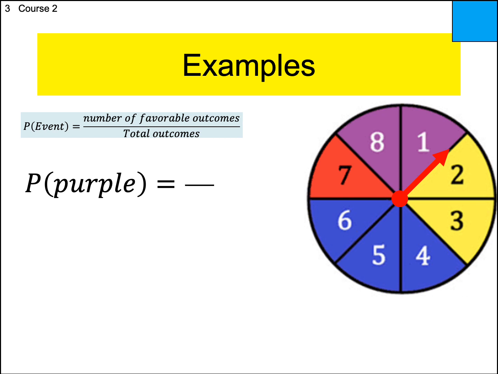Okay, well, we need a fraction. The top number is how many ways to win the game. So how many purple numbers are there? All right, there are 2 purple numbers. So there's 2 ways of winning that game. I land on a 1 or an 8.